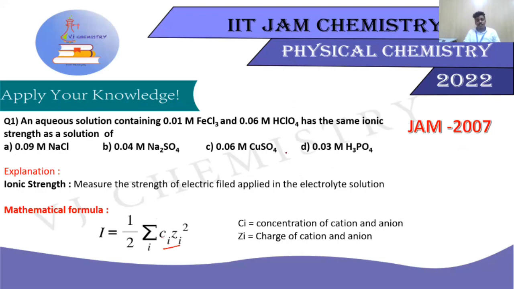What is the mathematical formula? I is equal to half into the summation of Ci into Zi square. Ci is the concentration of the cation and anion, and Zi is the charge of the cation and anion. Using this formula, we find the ionic strength of the following molecules.